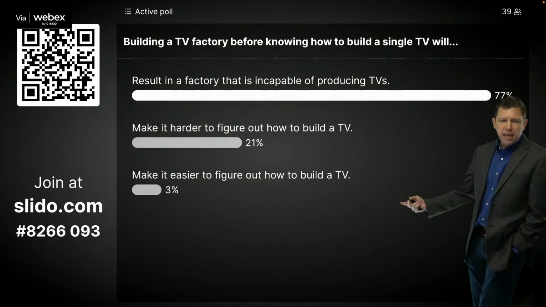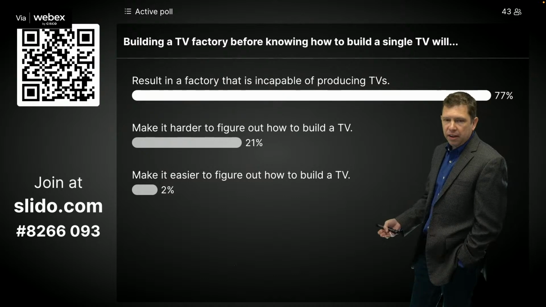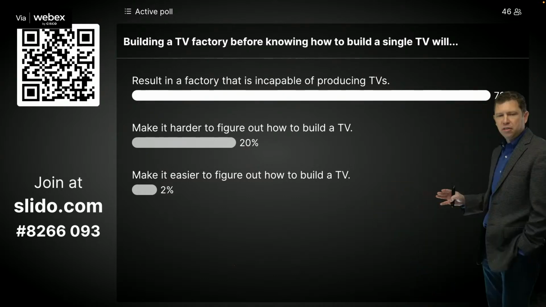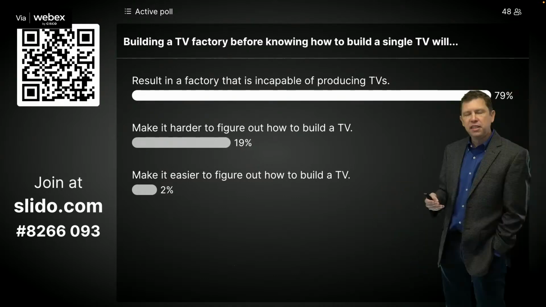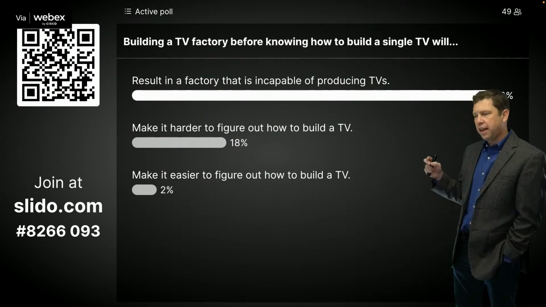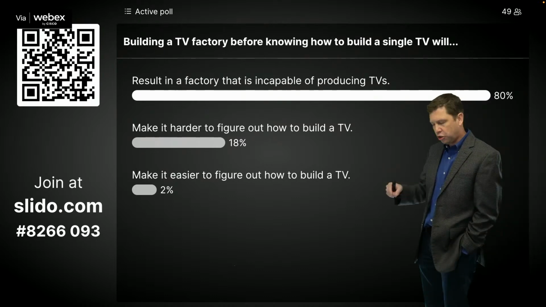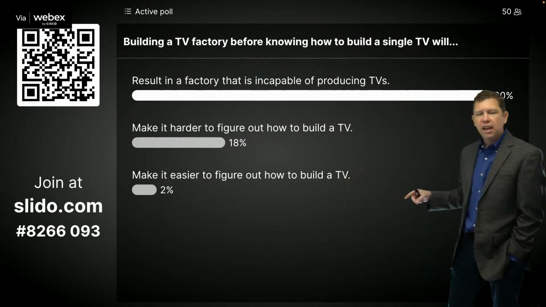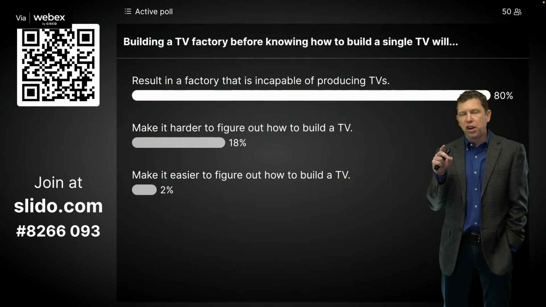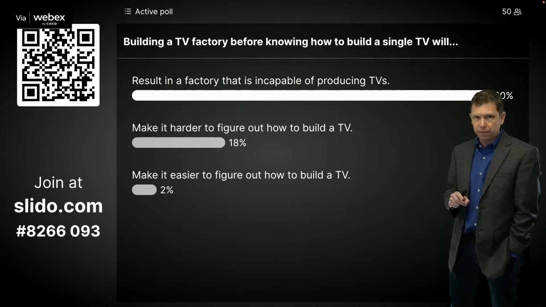Okay, so making it easier to figure out how to build a TV: 2% are saying that, and I can see how you could reason that thinking about your factory is important when you go to build a TV, because you want to find a way to make it. But if you don't even know if you are capable of making TVs yet, building the factory first probably is not a good way to ensure success.